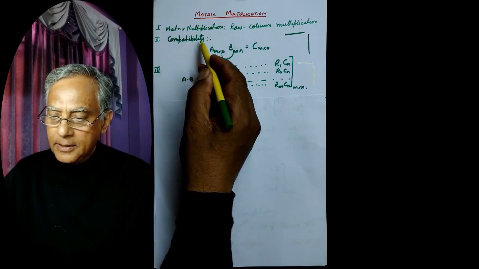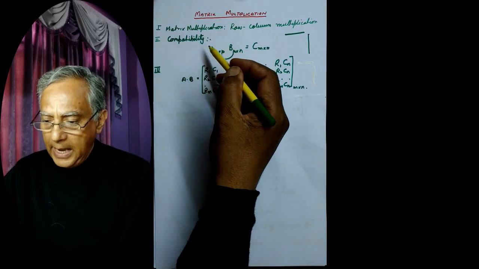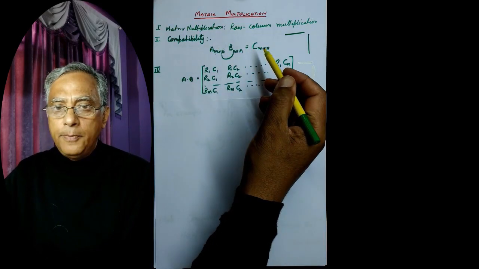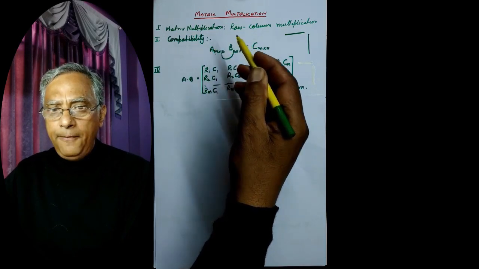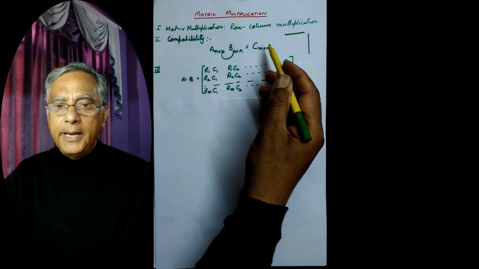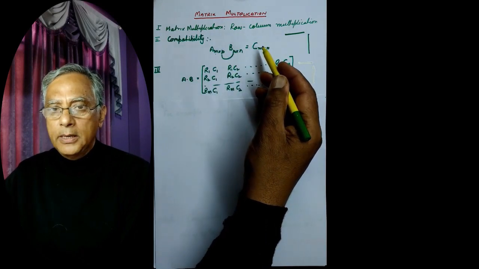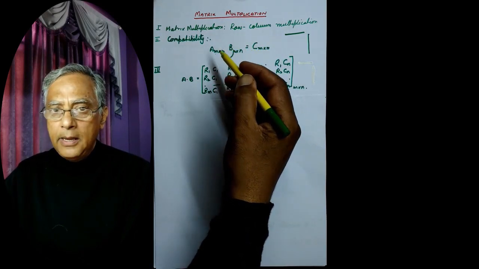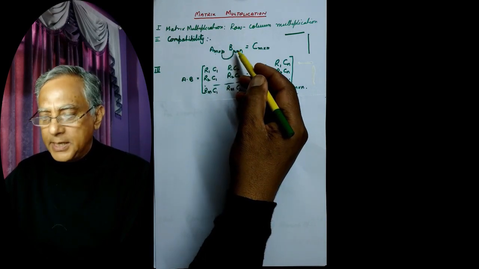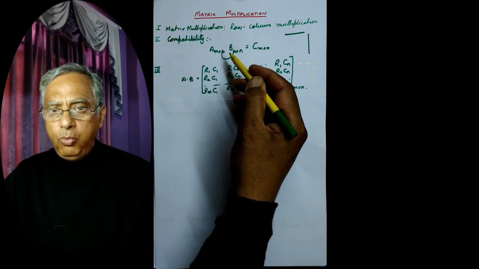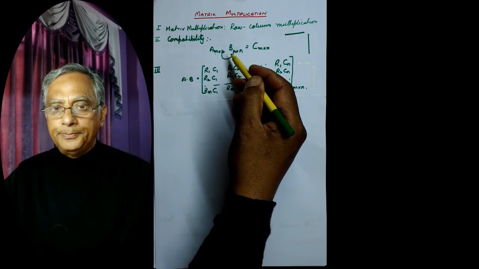Second thing is compatibility. As we studied in addition, any two matrices cannot be added. Two matrices can be added only if they satisfy the compatibility condition, that is, they are of the same order. And similarly, any two matrices cannot be multiplied. Two matrices can be multiplied only if they satisfy the compatibility condition.